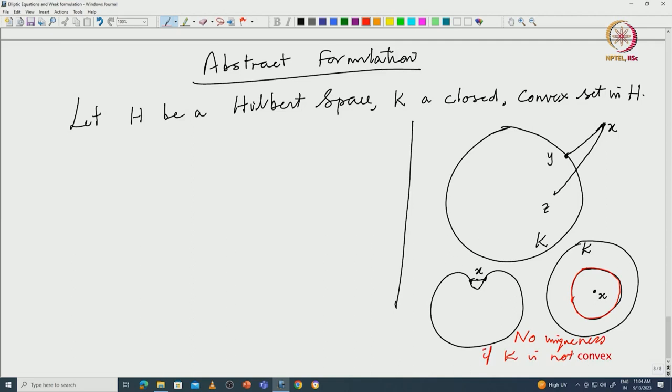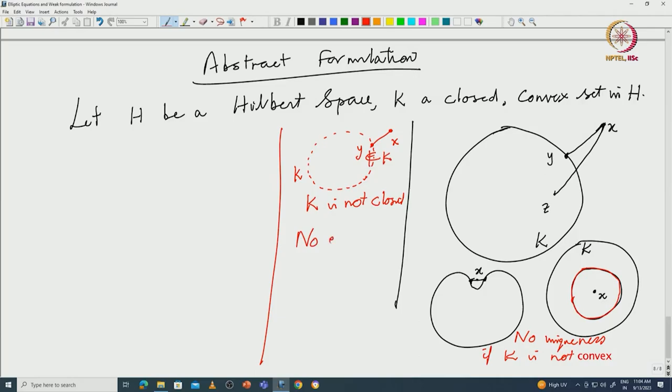Similar thing if K is not closed. So suppose K is not closed, you have your X here and then there is no minimum point, because this point Y is not in K. So you see, no existence. So even in R2, and even in a Hilbert space, the results are true: a unique solution exists if K is a closed convex set.